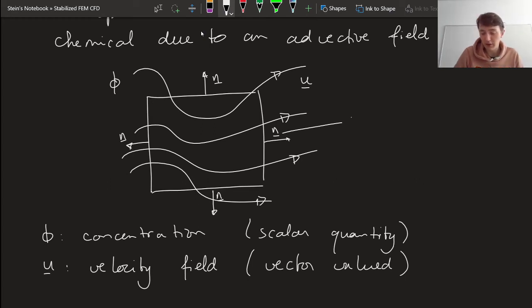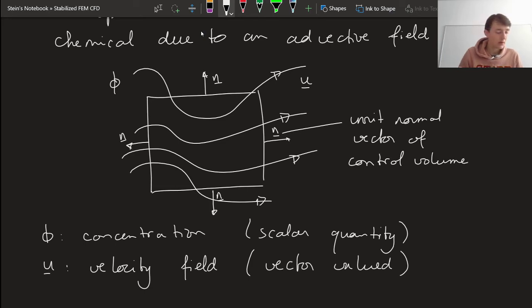So this is the unit normal vector of our control volume. So what is going to balance here? Well, we have this concentration field phi. We find that this flows into some parts of the surface of our control volume. It flows out on other parts.